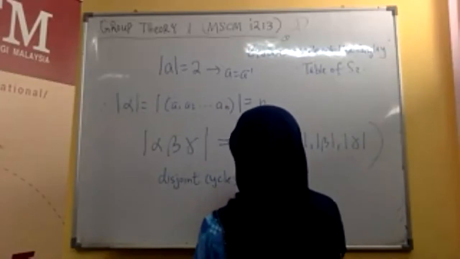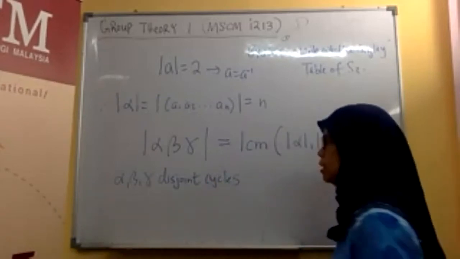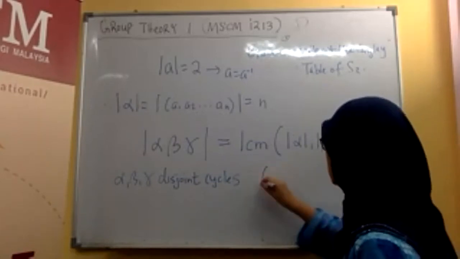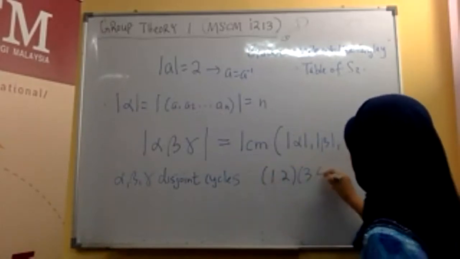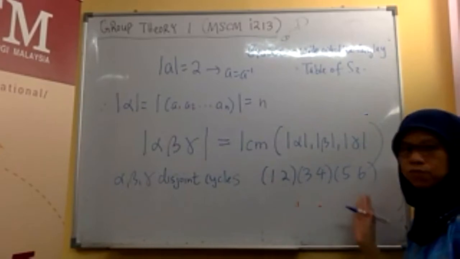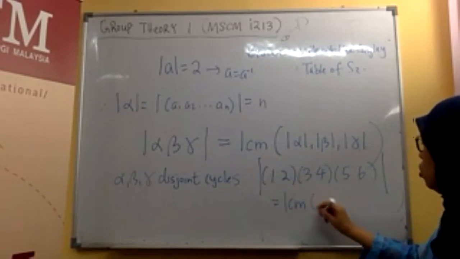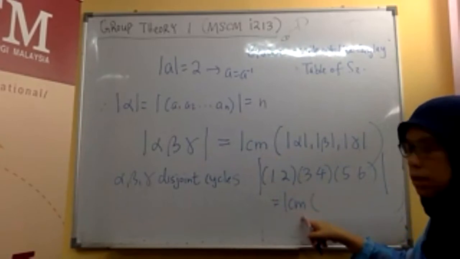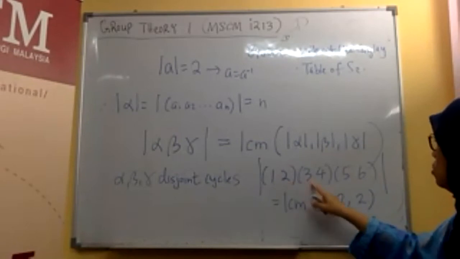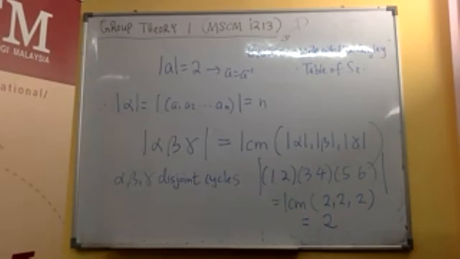I didn't mention this yet. This is alpha, beta, gamma, disjoint cycle. Disjoint cycle means there is no common number between them. Like (1, 2, 3)(4, 5, 6). So what is the order? The order is the LCM, lowest common multiple. 3, 3, so it's 3. That is the order.